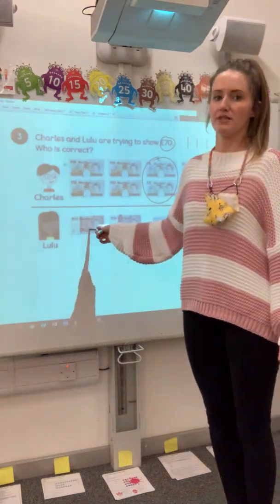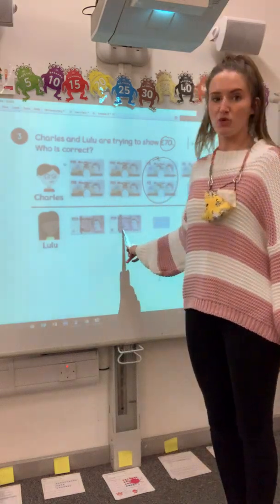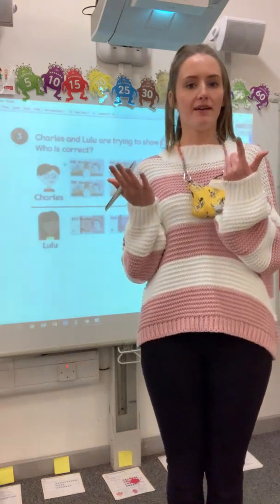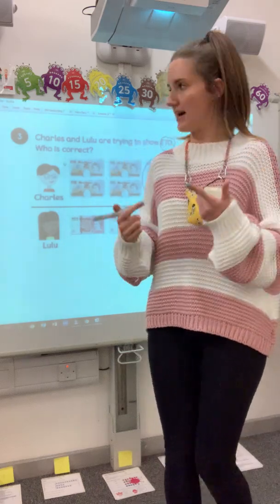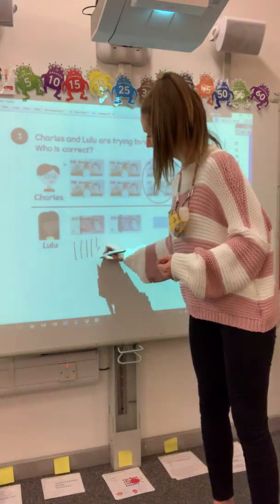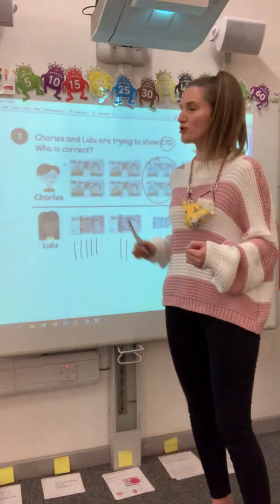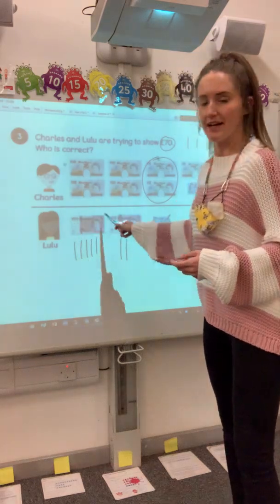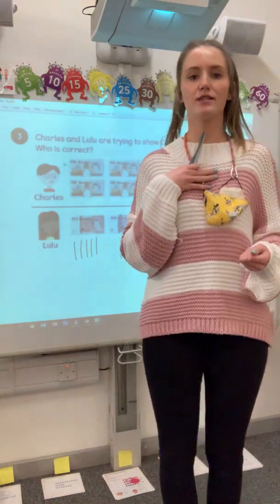She's got, we don't see very many of these, £50 and £20. If you know what 5 and 2 make, you should be able to use that to work out what 50 and 20 make. If 5 and 2 is 7, 5 tens and 2 tens must be £70. So who showed £70? That's right, Lulu. 50, 60, 70. £70. Lulu showed £70.